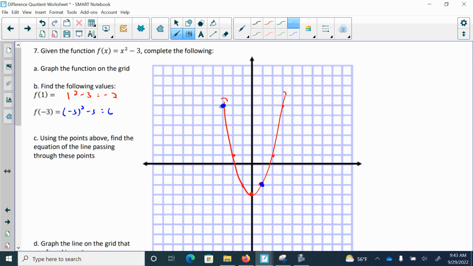And it says use the points above to find the equation of a line passing through these points. So I am going to draw a line between these two points. Does anyone know what this line is called? If I connect two points? Secant?